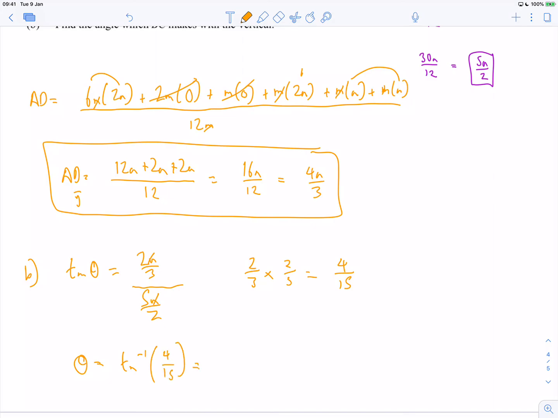And I'm using my calculator for that one. I'm not doing that in my head. So inverse tan of 4/15 is, I want it in degrees. So set up degrees, yes, 14.93 degrees to 2 decimal places.